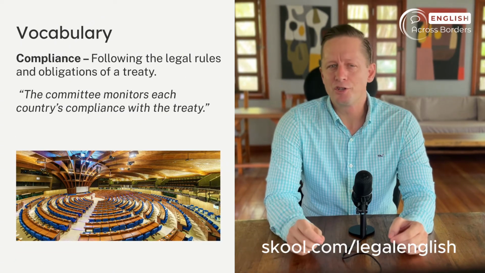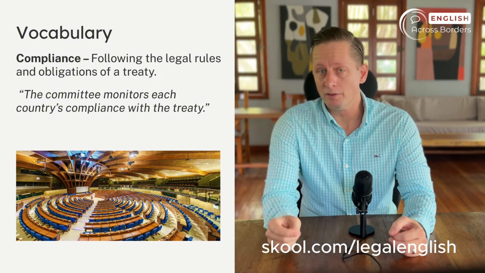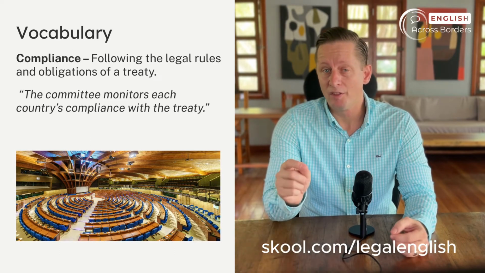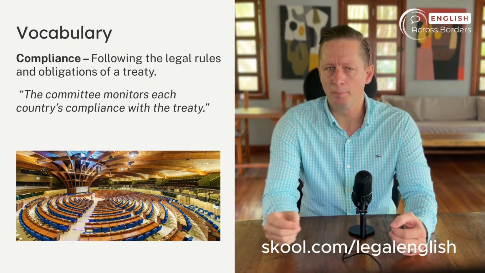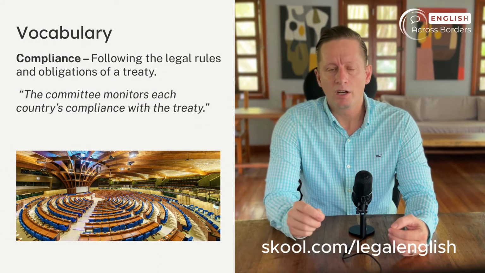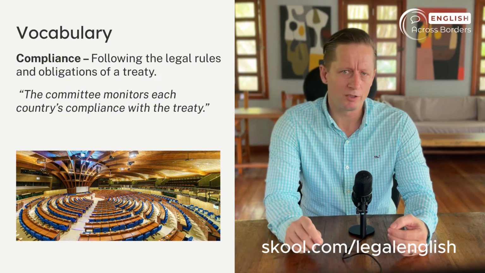Compliance means a country is obeying the rules of a treaty, doing what it promised to do. It's the goal of every treaty system. For example, the committee monitors each country's compliance with the treaty. Think of regular progress reports. Countries submit documents showing what they've done to protect human rights.